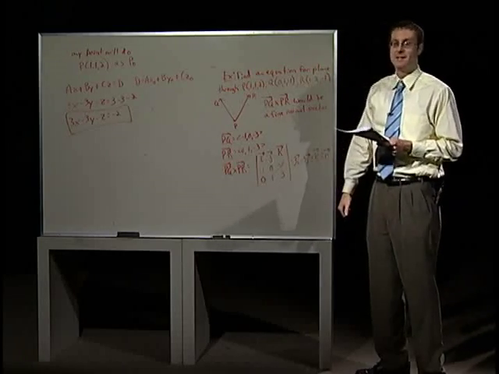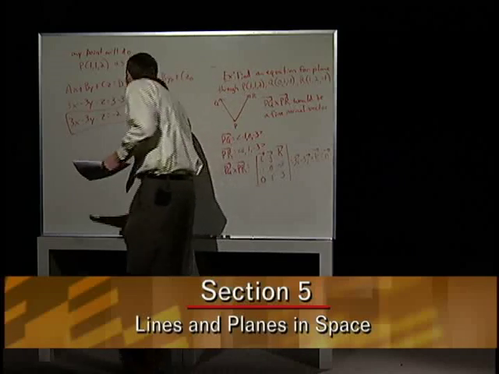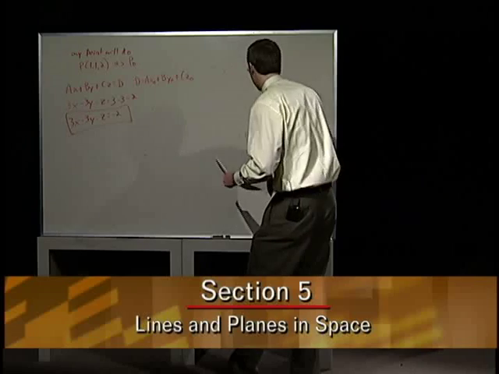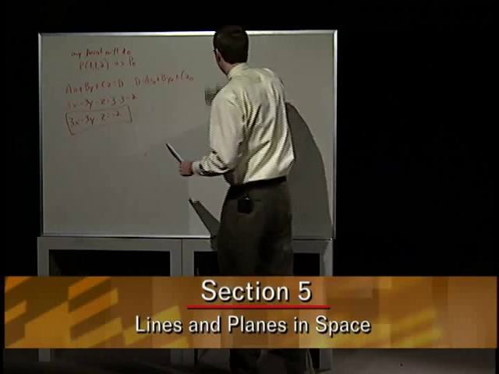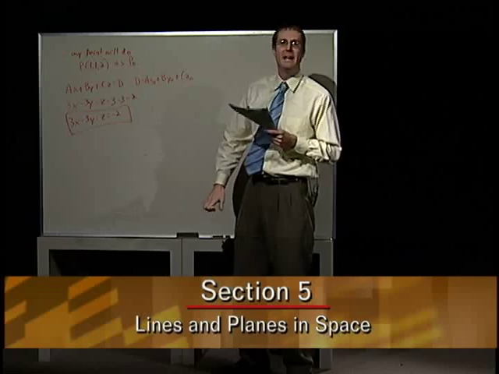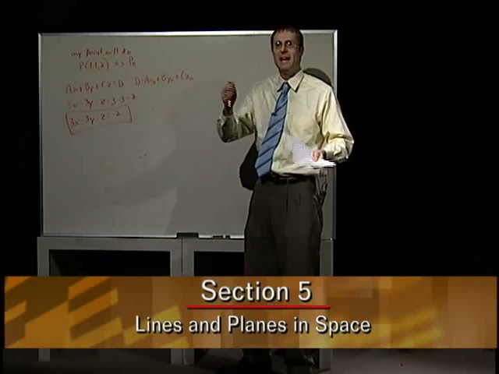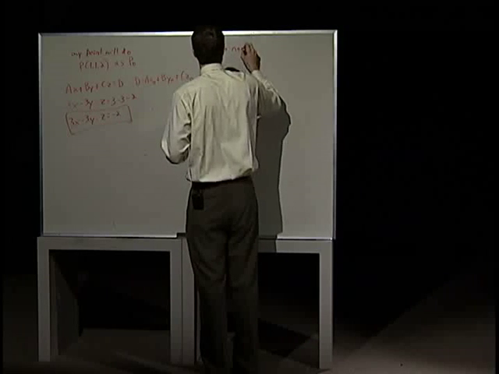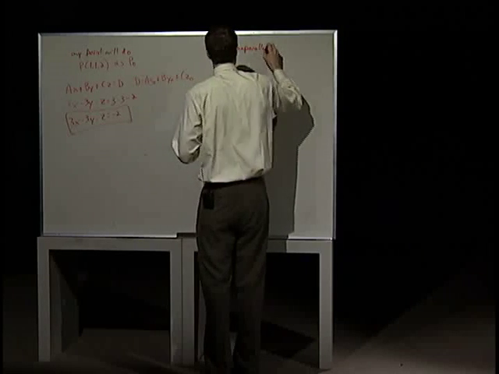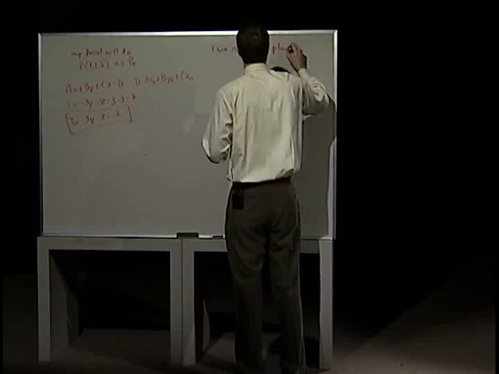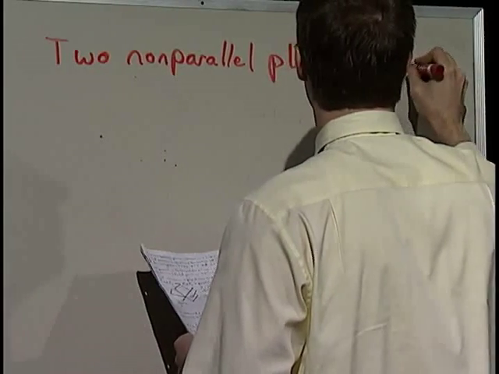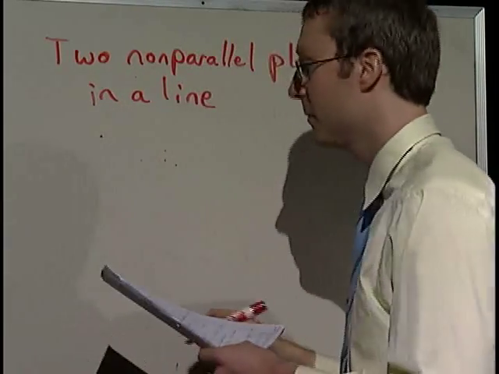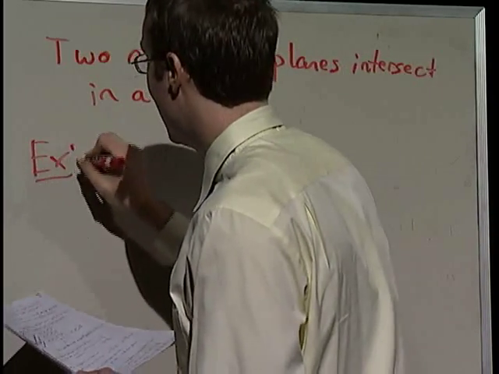Let's talk about two planes together and what they do. Well, if you think back, in the very first section, I talked about what happens when you graph simultaneous equations like x equals 3 and y equals 2. Well, it's two planes and they cross in a line. That's true in general of non-parallel planes. So two non-parallel planes intersect in a line, okay? And let's learn by example here.